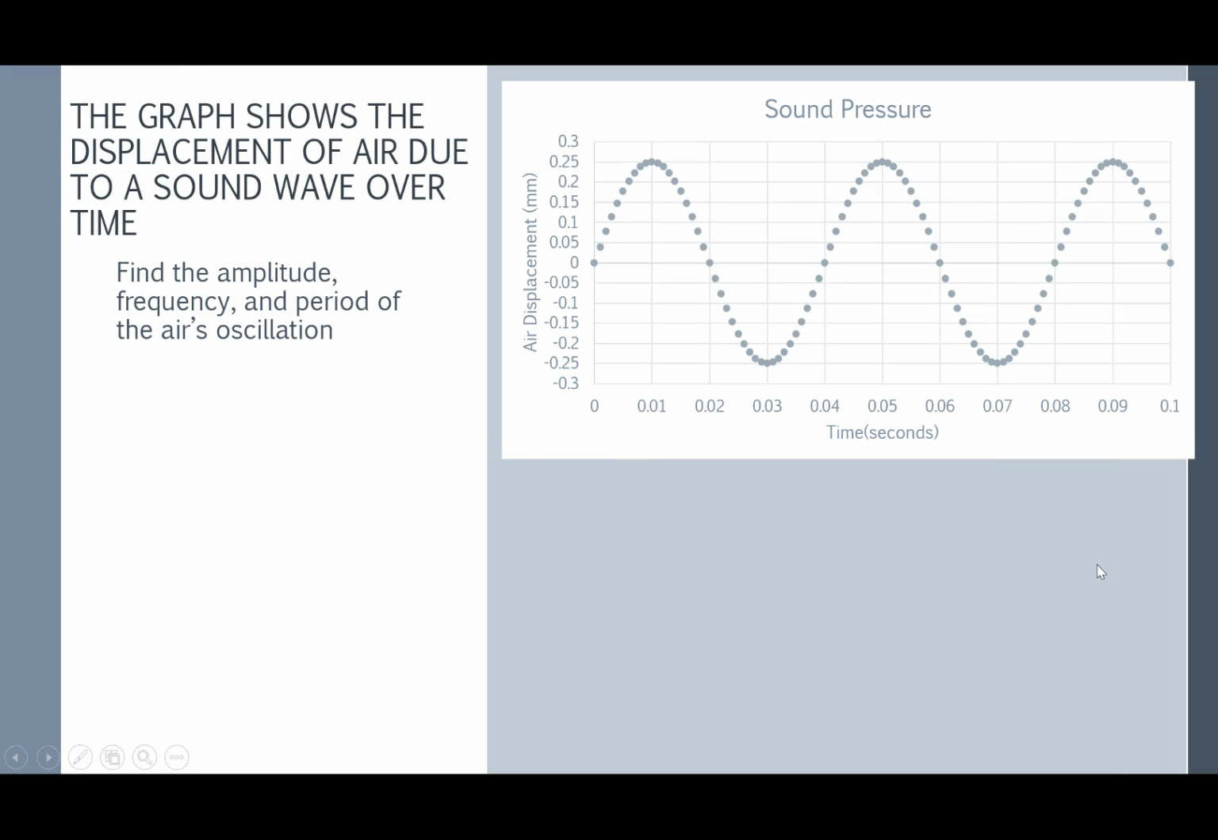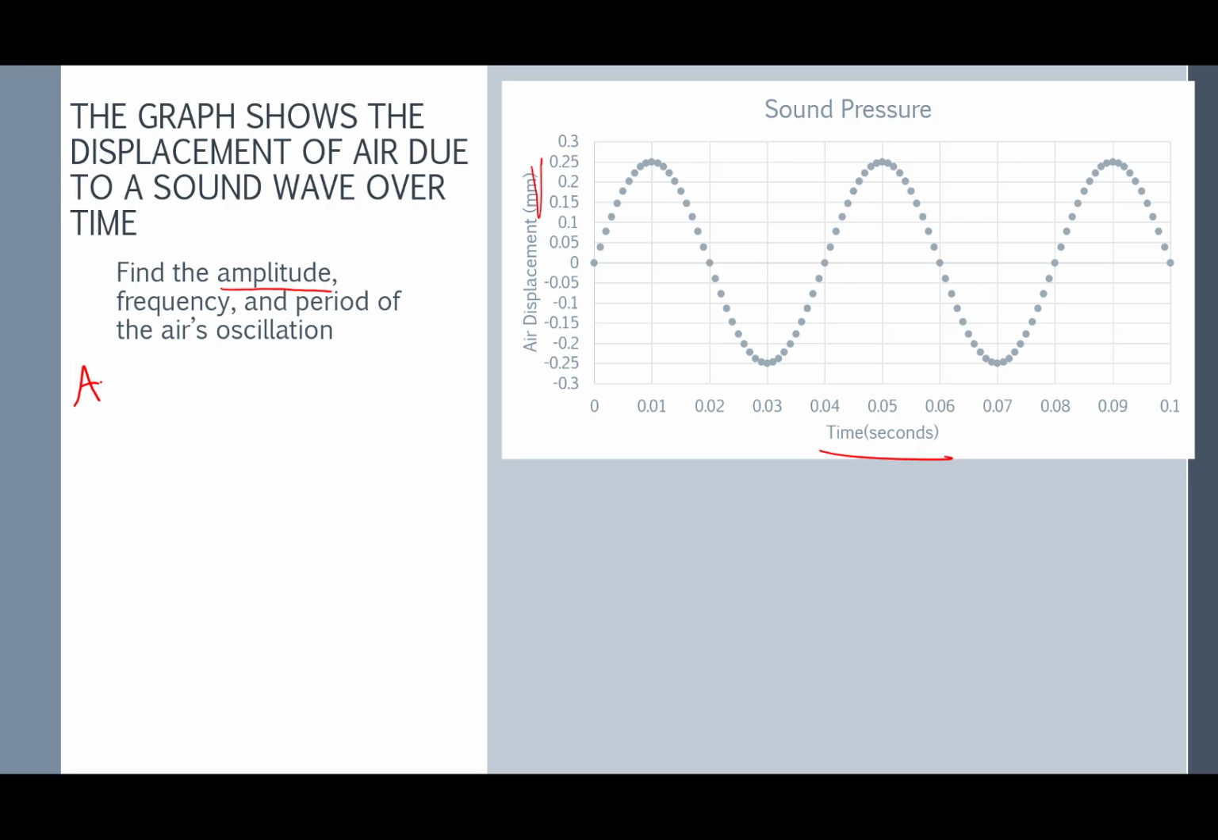Here we have a graph that shows the displacement of air due to a sound wave over time. Find the amplitude, frequency, and period of the air's oscillation. So let's just get started. Here's our graph. It's a graph of displacement in millimeters against time in seconds.